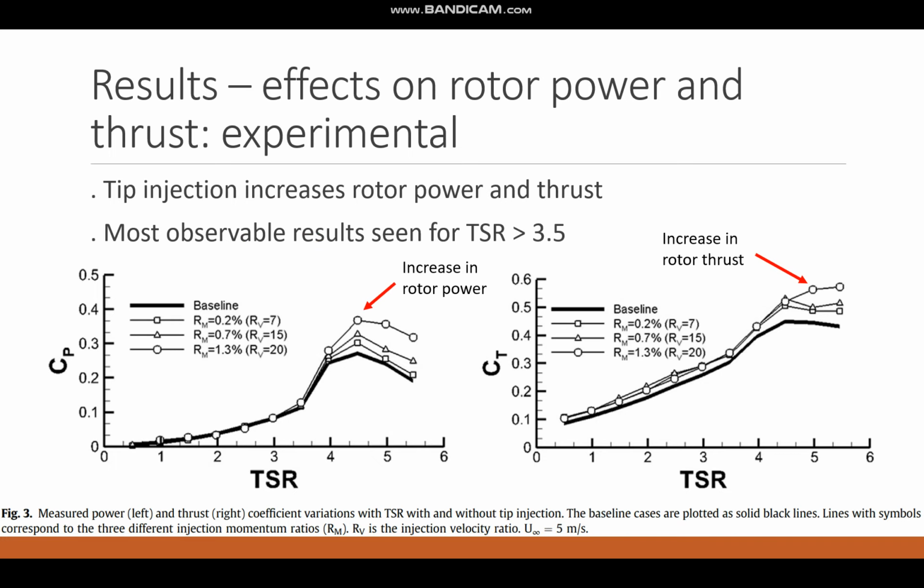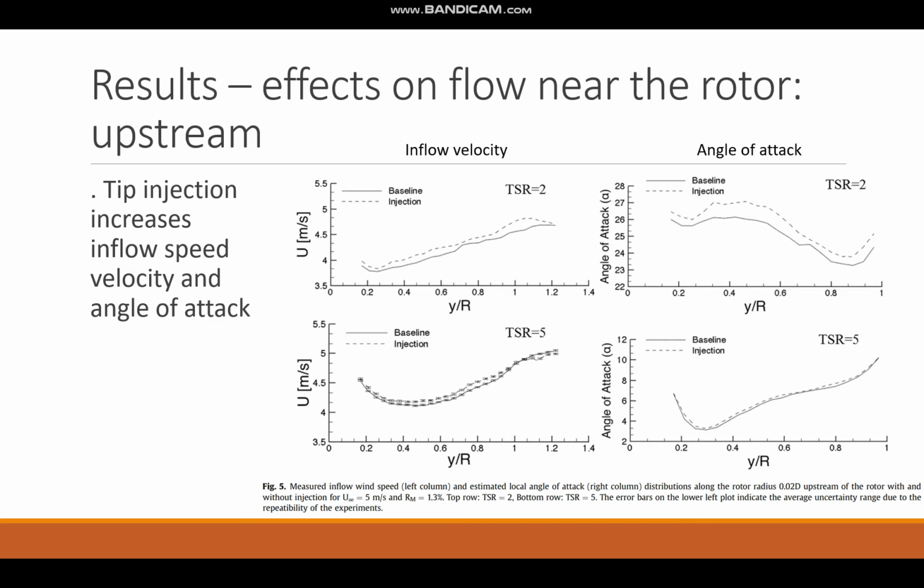The solid black line represents the baseline and the corresponding symbols represent the different injection rates. For a tip speed ratio less than 3.5, there is minimal effect due to tip injection. Greater than 3.5, observable effects are seen. As a result, this experiment would indicate that greater tip injection increases the amount of power and thrust within the turbine rotor, which would lead to better performance.